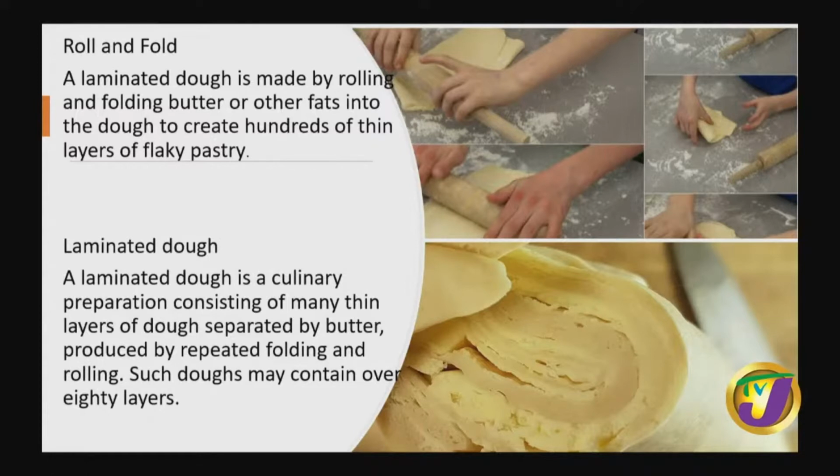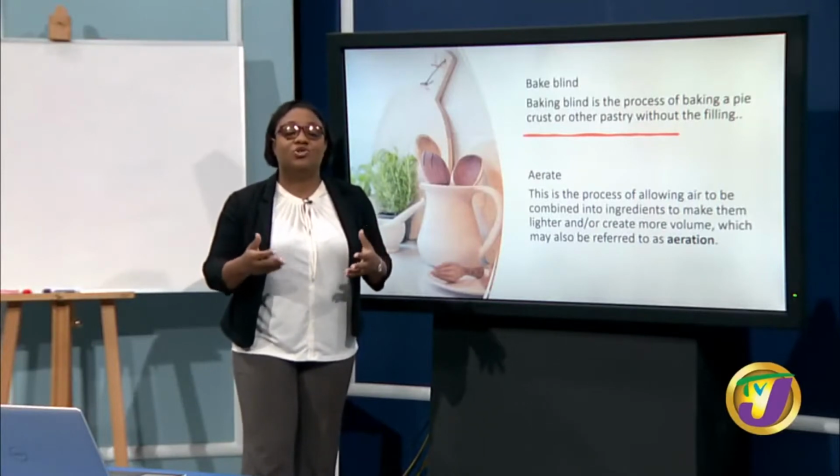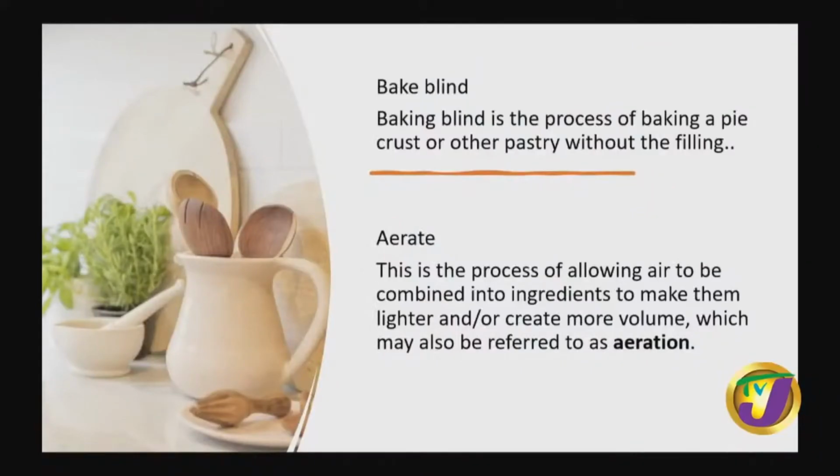Bake blind. Baking blind doesn't mean you cover your eyes and bake. Baking blind means that you're just going to bake the pie shell without a filling. And oftentimes, baking blind is encouraged, especially if the filling doesn't need as long a cooking time as the pie shell needs. So you kind of want to give it a little jump start.